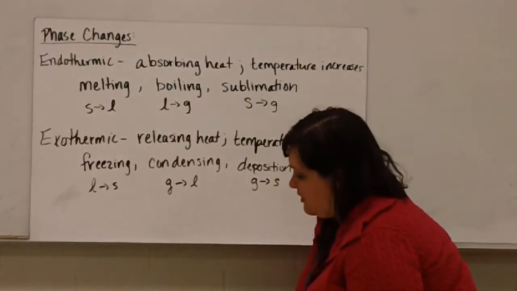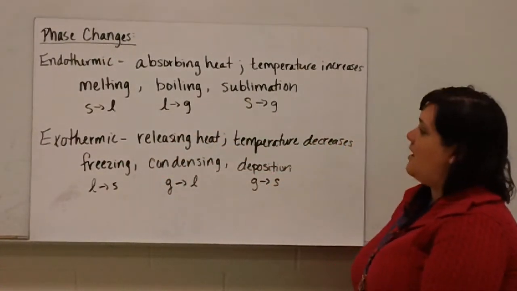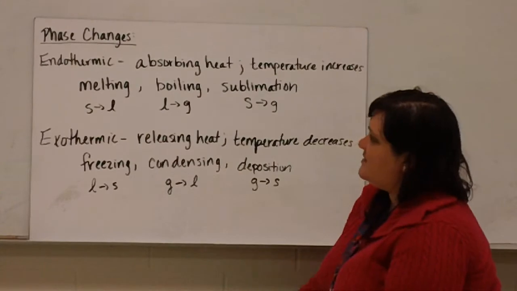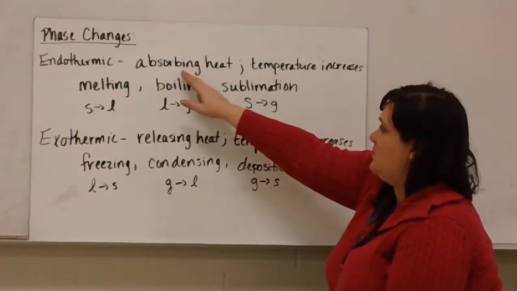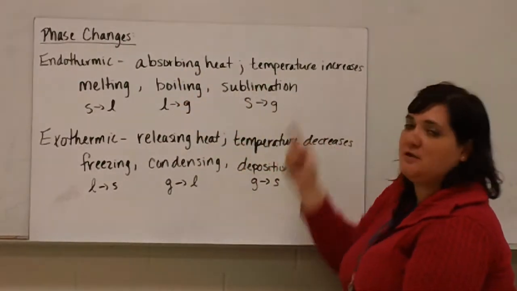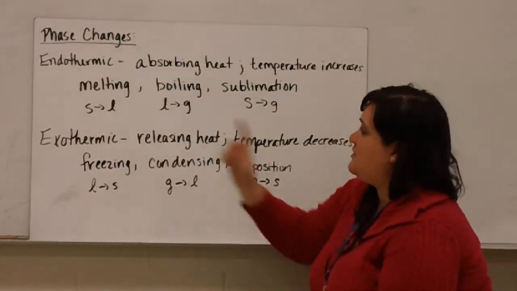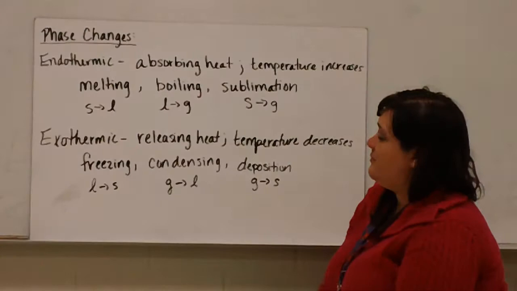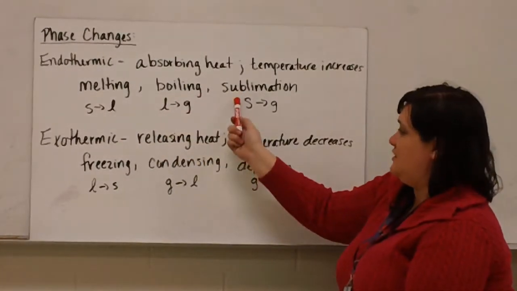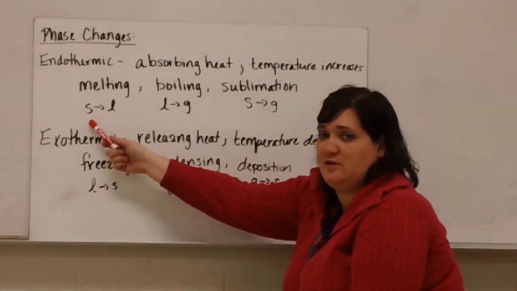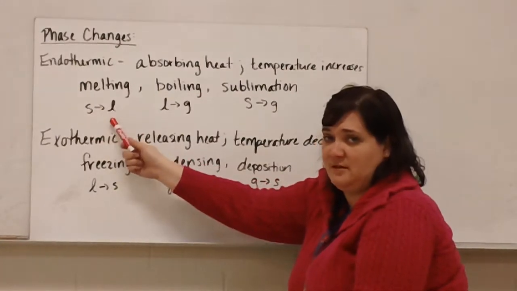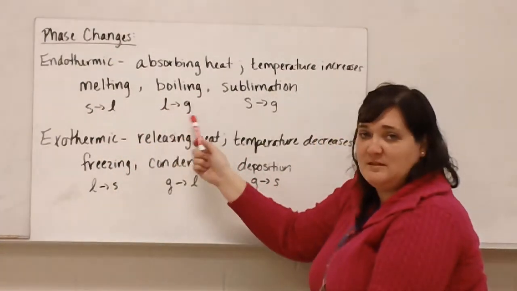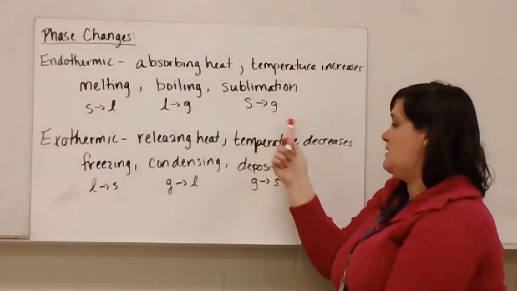Now hopefully we're going to review some terms. So the first is endothermic. Endothermic is when we absorb heat and the temperature increases. And so the three state changes in phase that are endothermic are melting, boiling, and sublimation. Melting, of course, is the transformation of solid to liquid, boiling from liquid to gas, and sublimation from solid to gas.